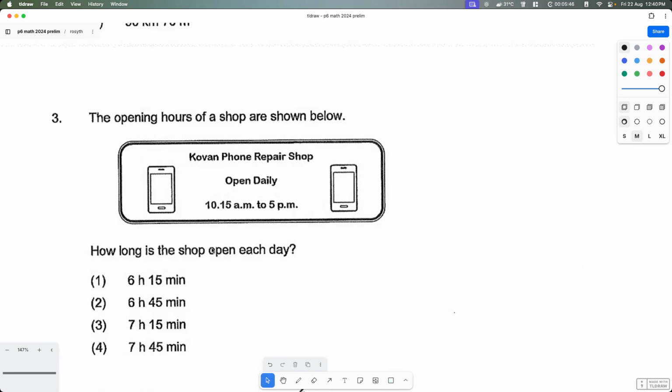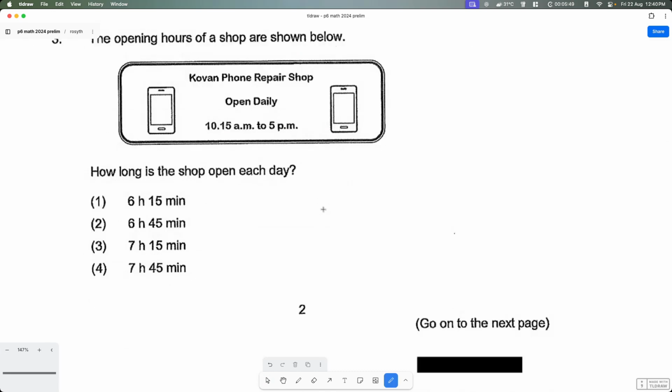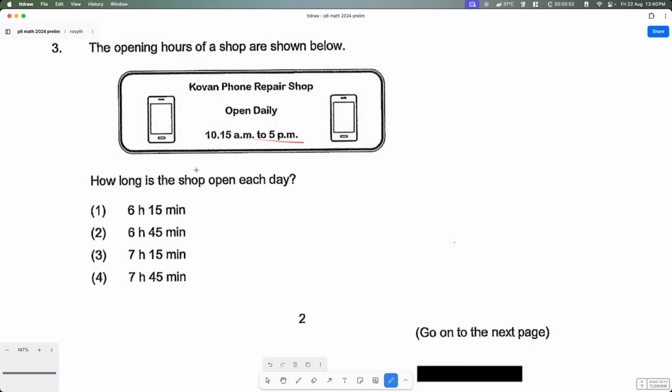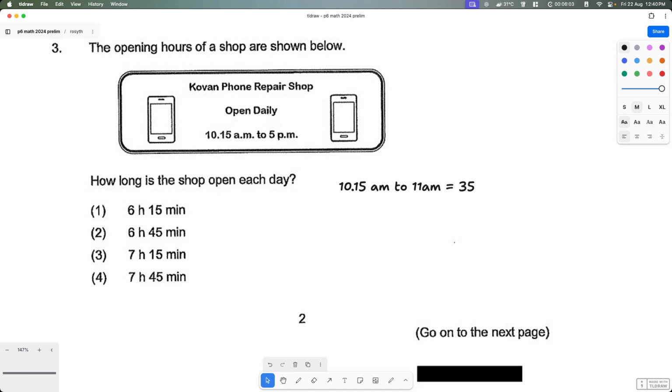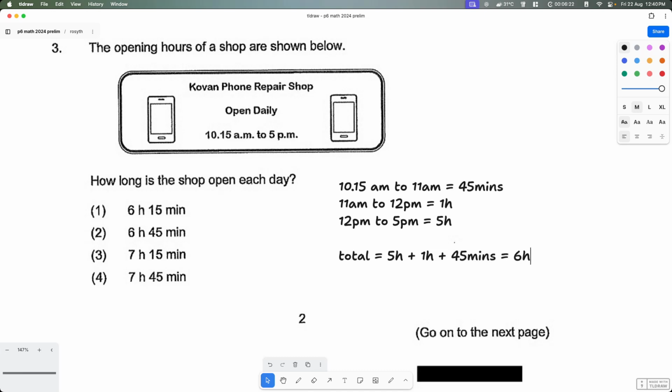Okay, let's move on to question number 3. The opening hours of a shop are shown below: 10:15 a.m. to 5 p.m. How long is the shop open each day? 10:15 a.m. to 11 a.m. is equal to 45 minutes. Then 11 a.m. to 12 p.m. is equal to 1 hour. 12 p.m. to 5 p.m. is equal to 5 hours. So the total is 5 hours plus 1 hour plus 45 minutes, which is 6 hours 45 minutes. So the answer is option number 2.